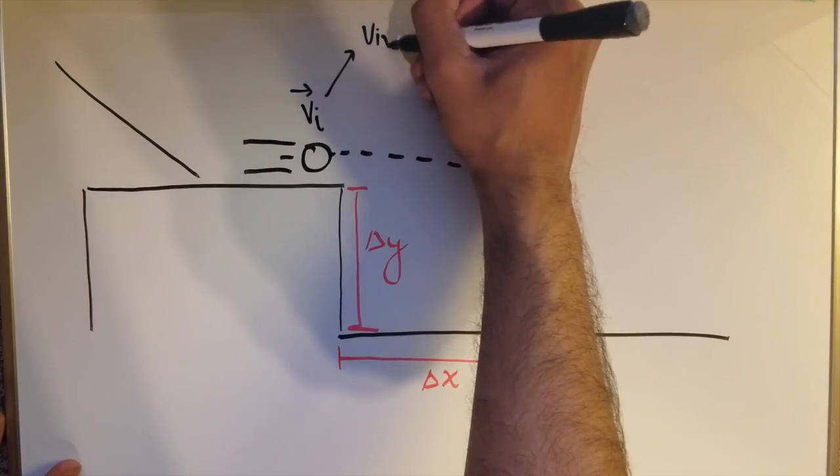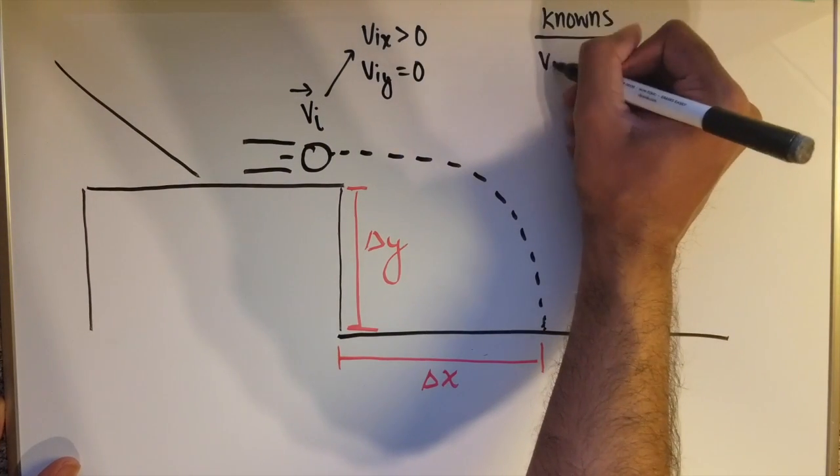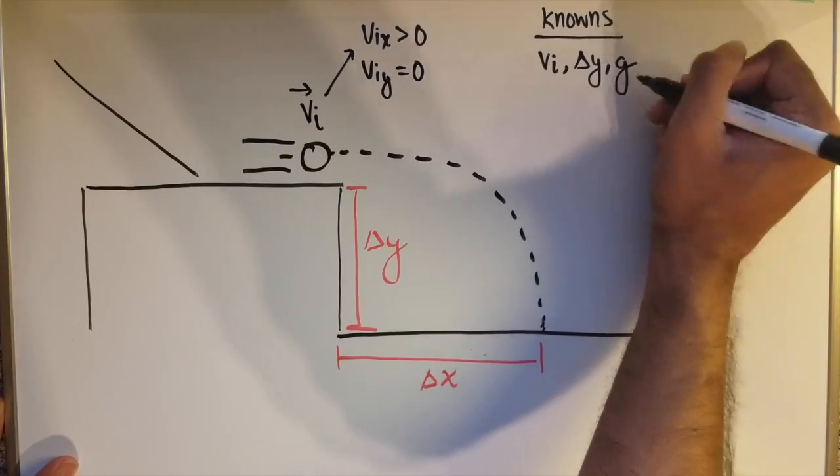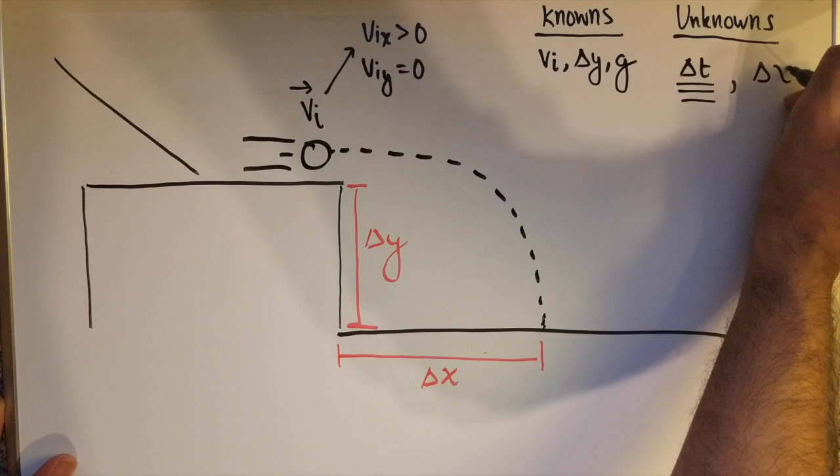To determine the horizontal displacement, we must first break down the initial velocity into its x and y components. Prior to rolling off the table, the ball is only moving in the horizontal plane, so the initial velocity in the x direction will be some positive value, and the initial velocity in the y direction will be 0. Delta t, the time it takes to hit the ground, and delta x, the horizontal displacement, are the two values we are trying to find with kinematic equations.